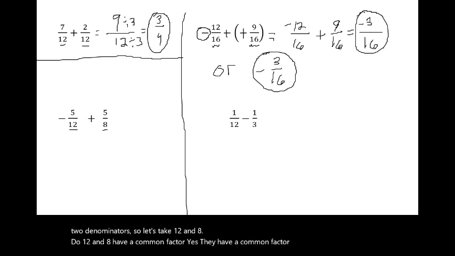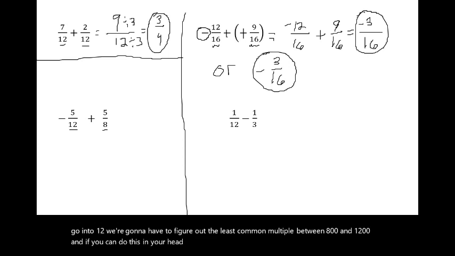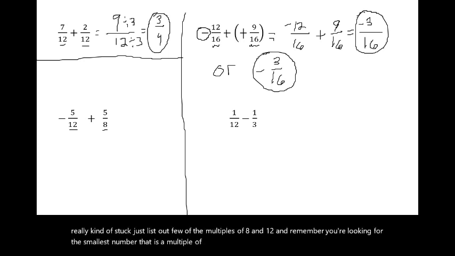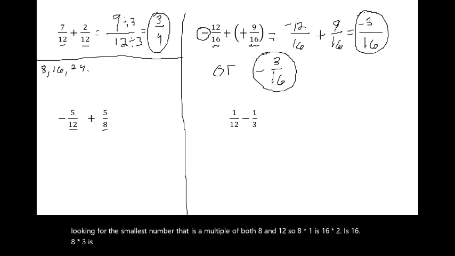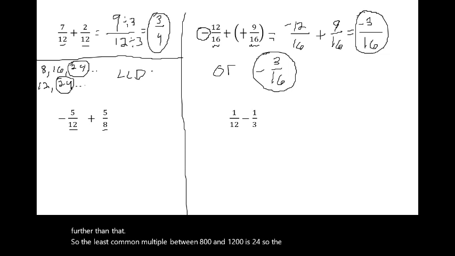But since 8 does not go into 12, we're going to have to figure out the least common multiple between 8 and 12. And if you can do this in your head, then all power to you. That's great. But if you can't and you're really stuck, just list out a few of the multiples of 8 and 12. Remember, you're looking for the smallest number that is a multiple of both 8 and 12. So 8 times 1 is 8. 8 times 2 is 16. 8 times 3 is 24. That's going to be good enough. And then 12 times 1 is 12. 12 times 2 is 24. And I don't think I need to go any further than that. So the least common multiple between 8 and 12 is 24. So the lowest common denominator is going to be 24.